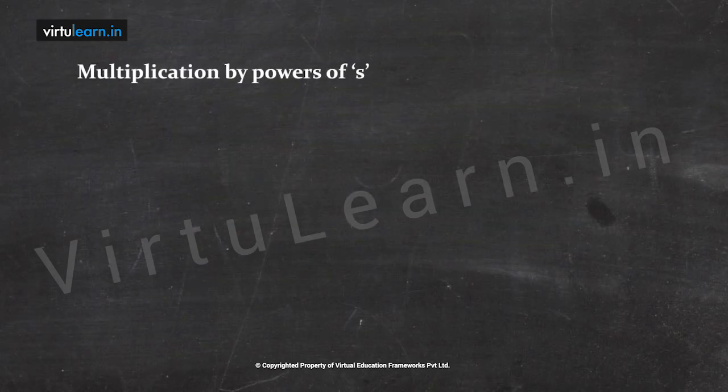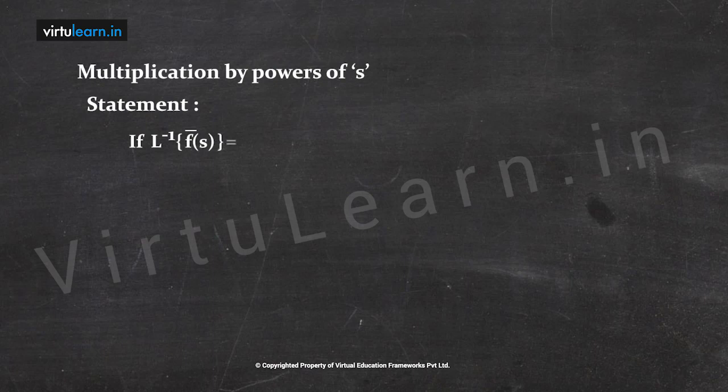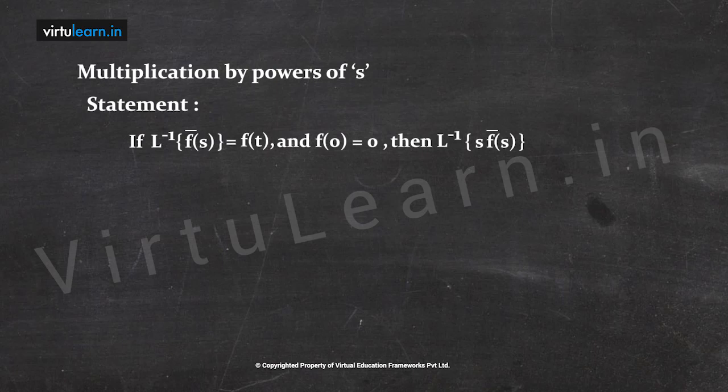Multiplication by power of s in inverse Laplace transform. Statement: if L inverse of f bar of s equals f of t and f of 0 equals 0, then L inverse of s times f bar of s equals f dash of t.